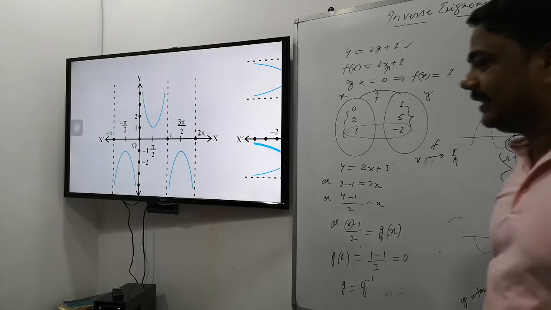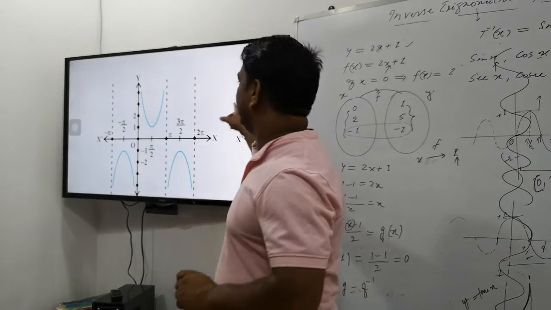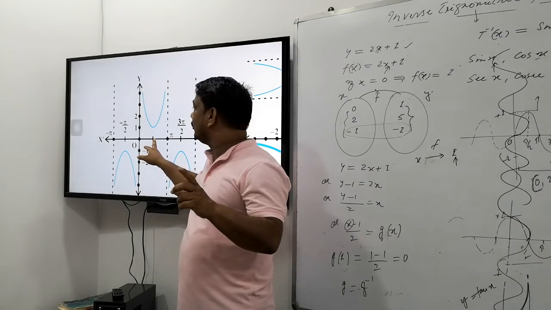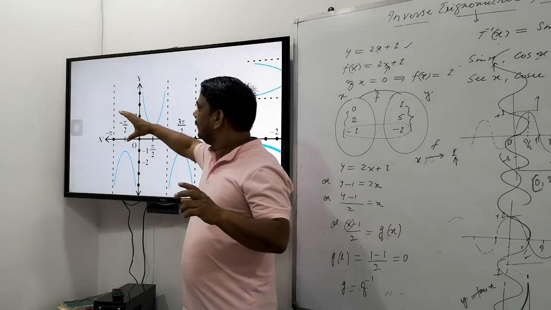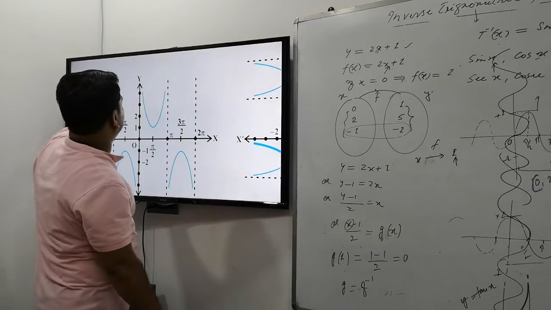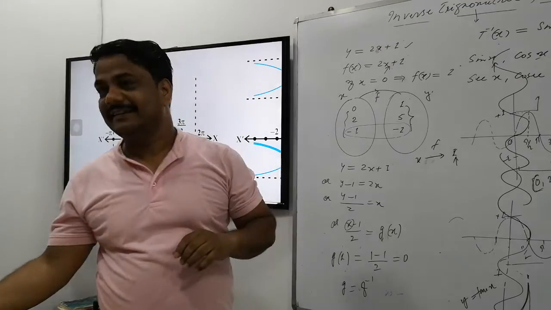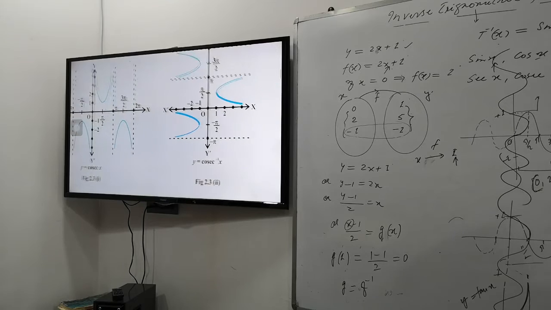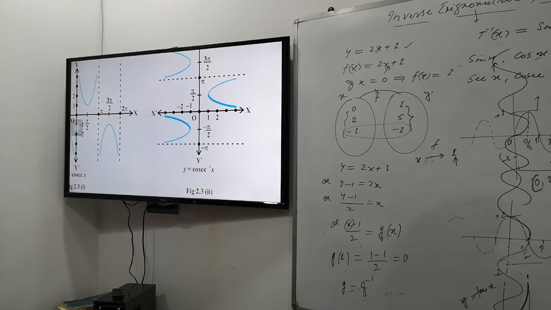Now the graphical representation of cosec. Its domain line is the y-axis, so the curve will be in this manner or in this manner; it will open to this side or this side. Is that clear now? You can see this is the graphical representation of cosec, and this is the graphical representation of cosec inverse.